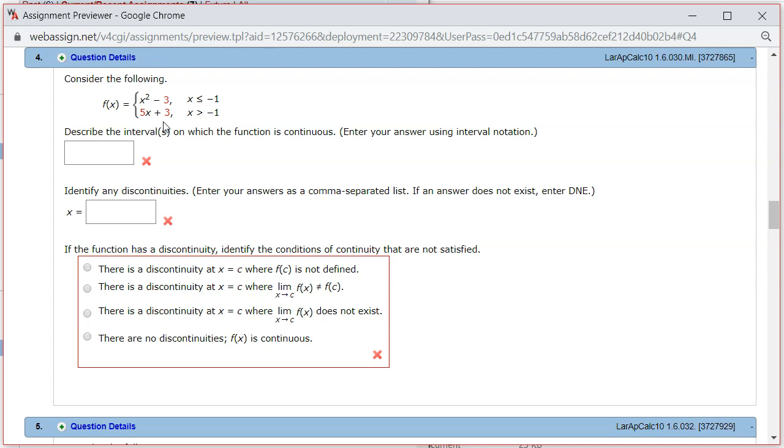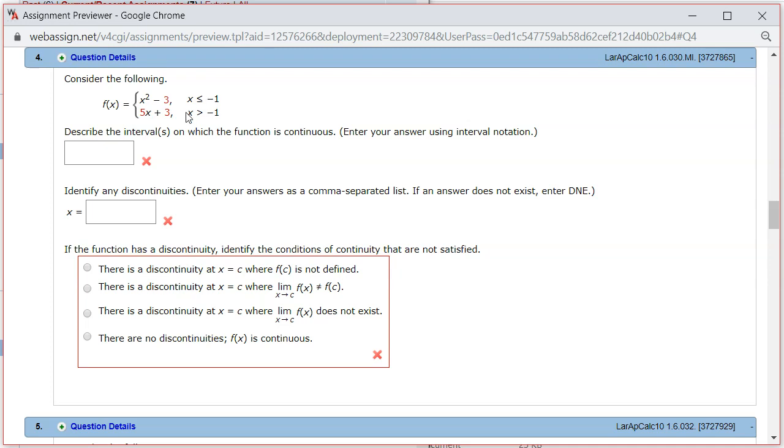You can see that the first function is just a quadratic function, which is continuous by itself. And the second formula is a linear function, which is just a straight line, so it's continuous by itself. The only place that could have a discontinuity is at the gap between these two, which is at x equals -1. So let's look at the left-hand limit and the right-hand limit at x equals -1 and see what happens.